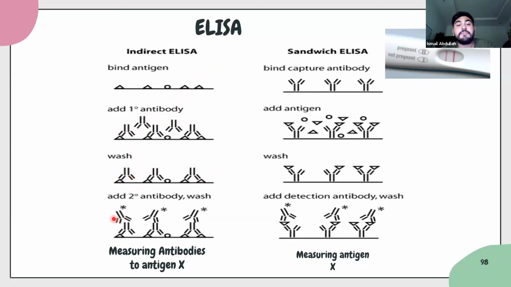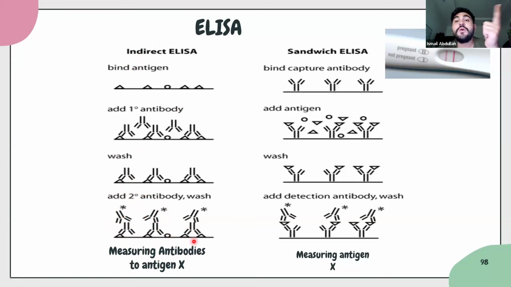Now you want to make them visible. You're going to add the secondary antibody. Usually they have these fluorescent abilities, so they would be able to show colors and stuff. So this is what happens. Now, why do we do this? The reason for indirect ELISA is to measure the antibodies used for these antigens.